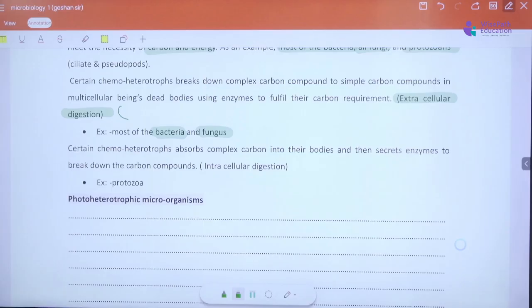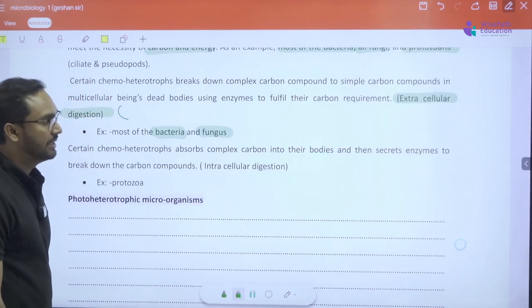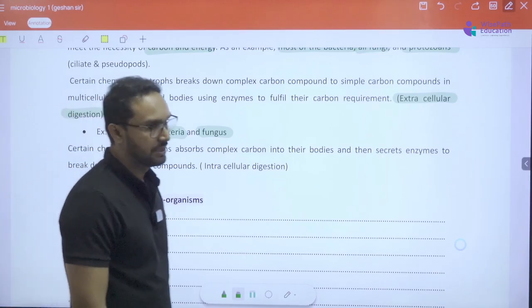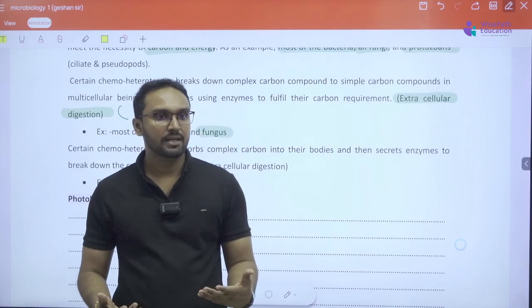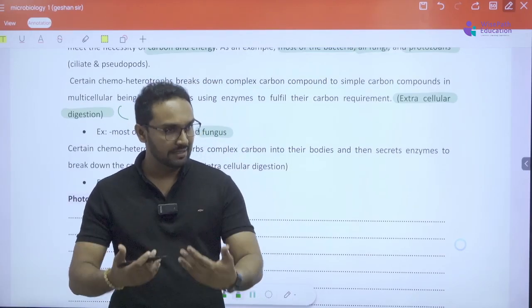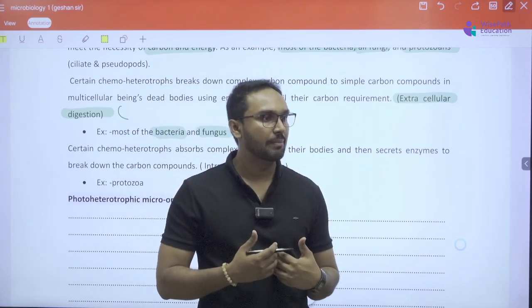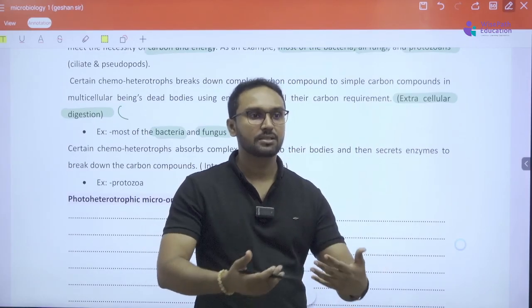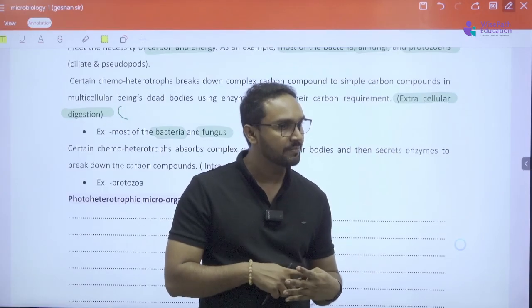Right. Come to the next one. Certain chemoheterotrophs absorb complex carbon into their bodies and then secrete enzymes to break down the carbon compounds intracellularly, right? So this is called the intracellular digestion. Intracellular digestion means they take the food particles inside their body. The body means the cell, right? They take the food particles into their cell and the digestion happens inside the cell. You call it the intracellular digestion.